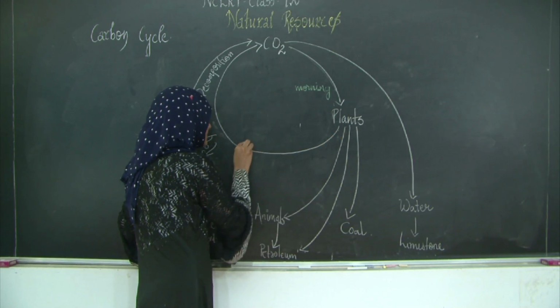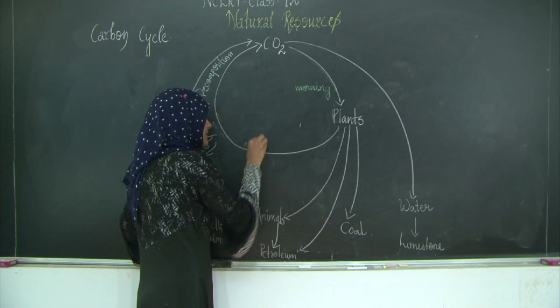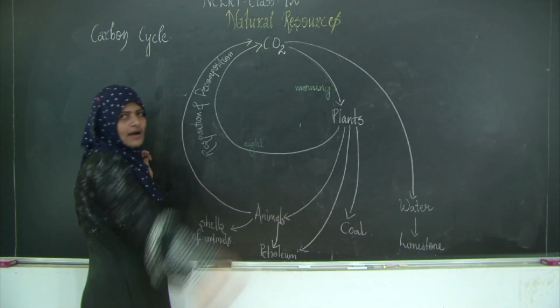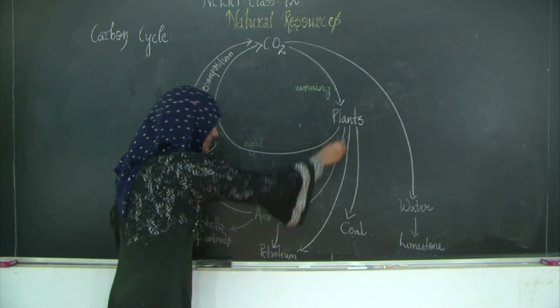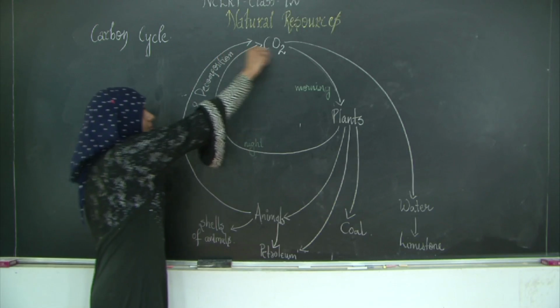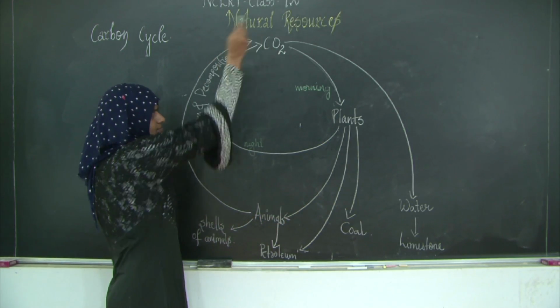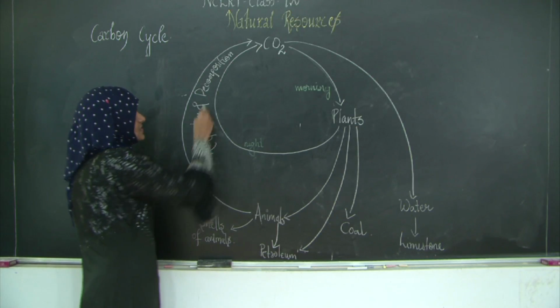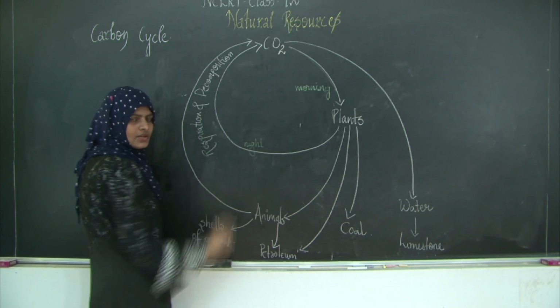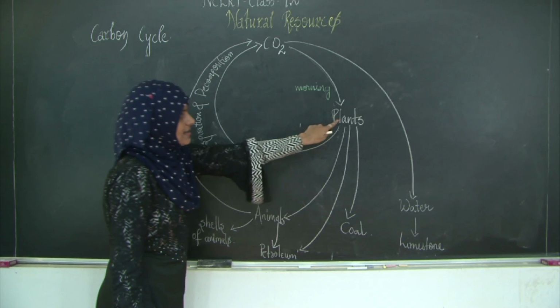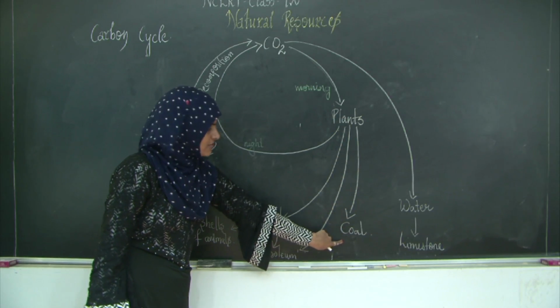Then during the night time the plant respires, so you get the carbon dioxide again. Now the plants are eaten by animals, through which the carbon comes into the animals, and the animals give out the carbon dioxide during respiration as well as decomposition. Okay. Then the plants are a part of the formation of coal.